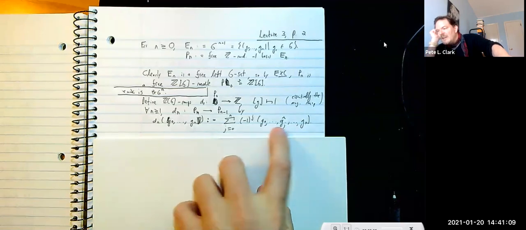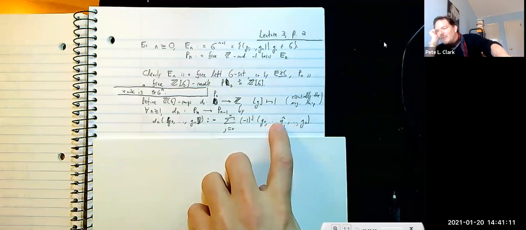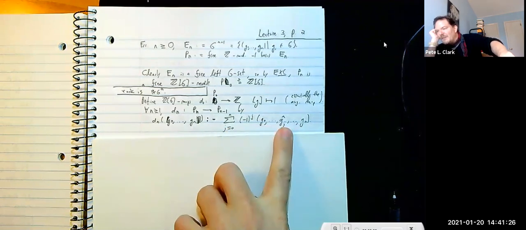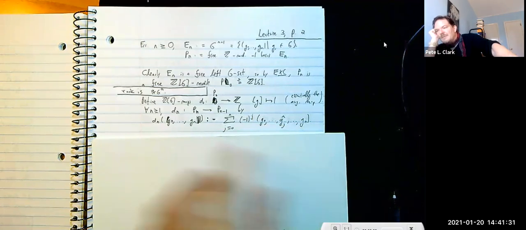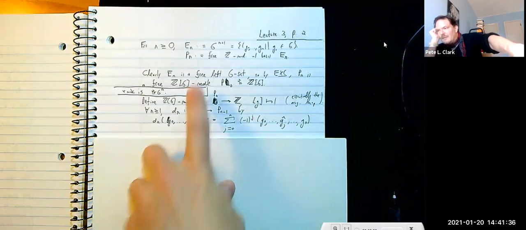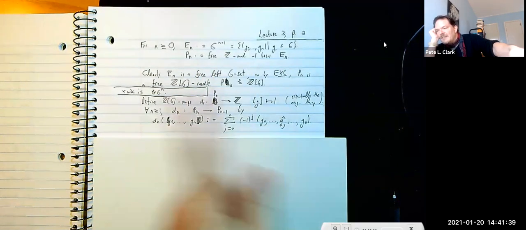The hat here means we omit this element. It's kind of a standard convention. And so you pull out each of the elements, and that will give you n+1 different n tuples, depending upon which one you remove, and you add them all up with alternating sign. Okay, so that's the map. And again, I'm telling you what it is on a Z basis of Pn, and then by Z linearity, it uniquely extends. I claim that these are ZG maps.